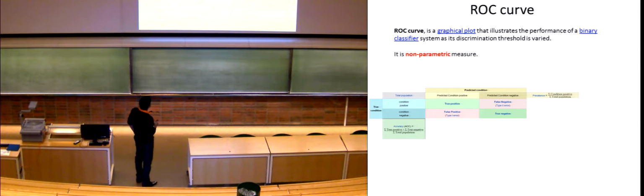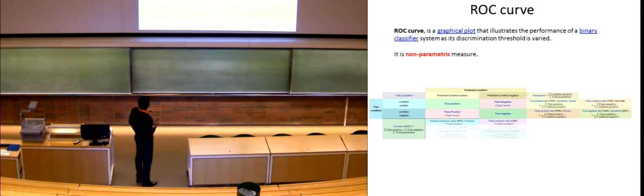Now if you focus only on the rows, one can compute the true positive rate, TPR, also called sensitivity, which is the true positive divided by total positives. Similarly, you have the true negative rate, which is the specificity, the true negative divided by all negative conditions. Then you can find the false negative rate, which is the false negative divided by total positive conditions. Similarly, you have the false positive rate, also called the fallout rate.